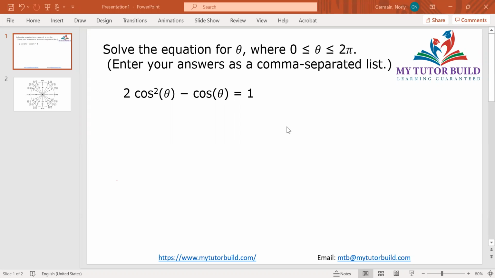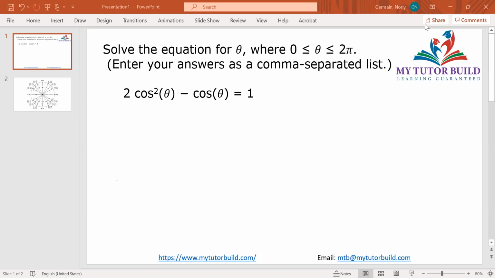In this video, we're going to solve trigonometric functions. As you know, there are 6 trigonometric functions: sine, cosine, tangent, cotangent, secant, and cosecant. We can ask you to solve trigonometric functions involving any of these functions. The first function we're going to solve here is cosine.